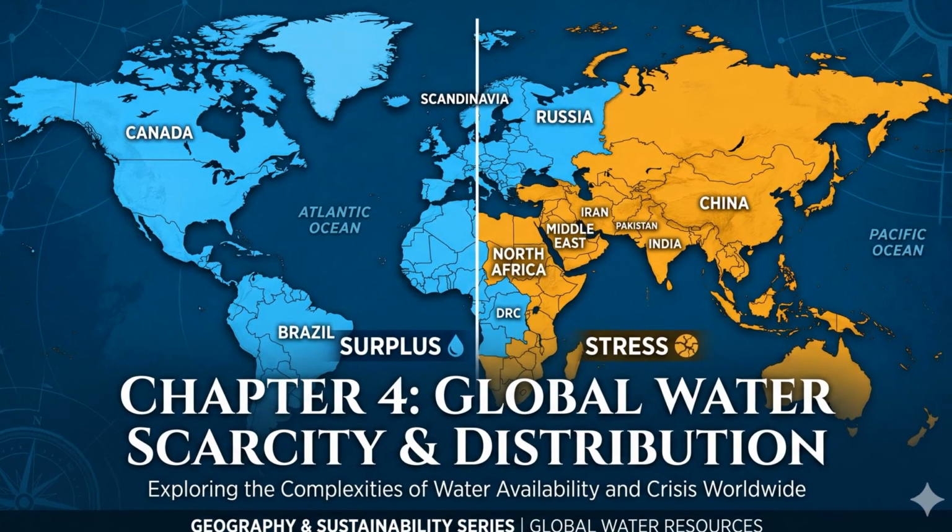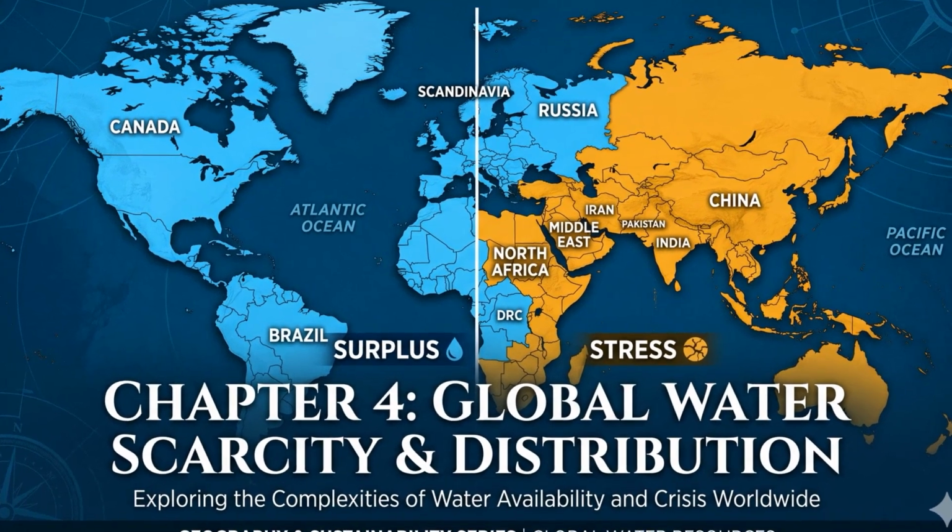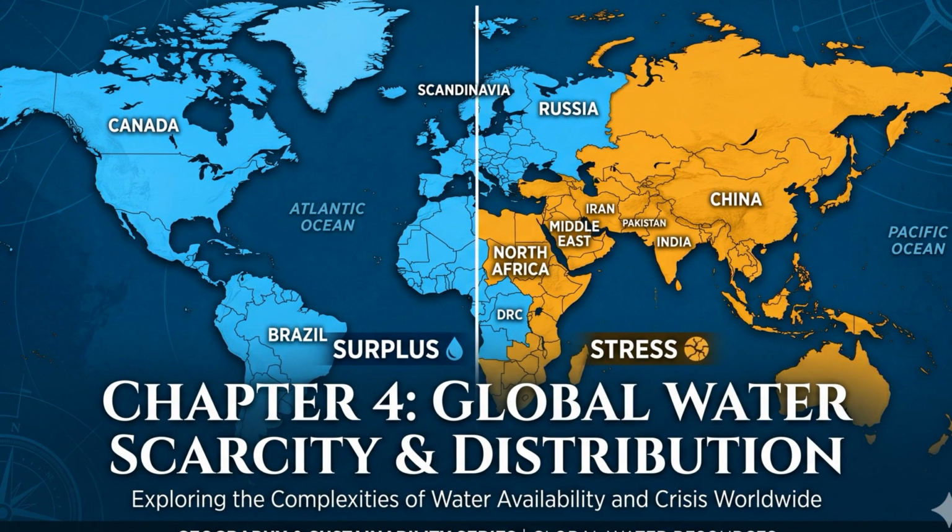Chapter 3, Water Surplus and Water Stress. Now that we understand the water cycle and the distribution data, let's look at what happens when supply and demand fall out of balance. Some places have more fresh water than they need. Others never have enough.